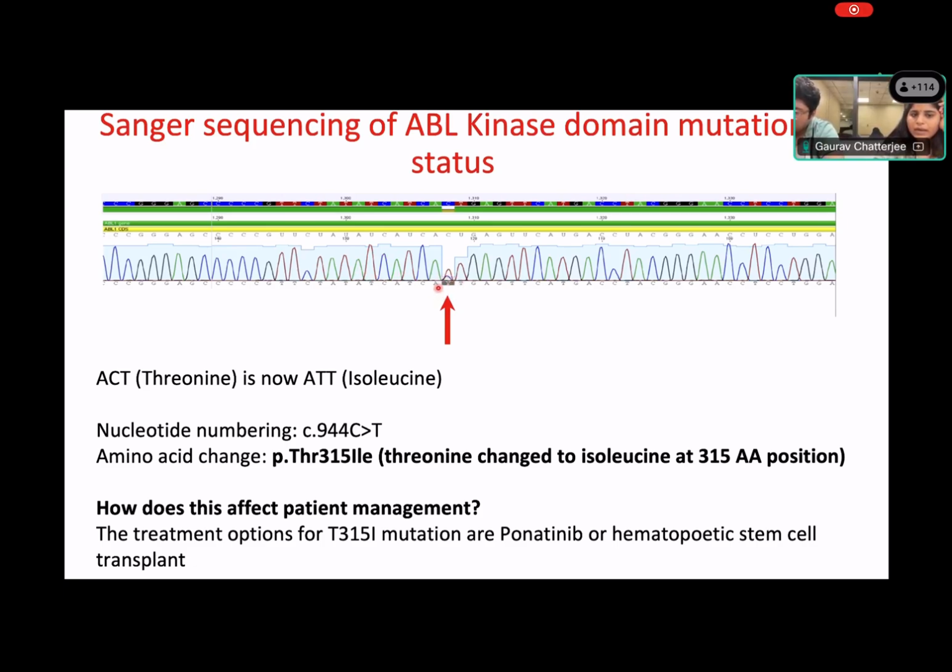So what was supposed to be ACT: A is green color, C is blue color, and T is red color. Now this has changed to ATT. ACT coded for threonine. However, ATT codes for isoleucine. So at the 315 amino acid position, what was coding for threonine has now become isoleucine. So we can say that this patient has the mutation T315I using the Sanger sequencing chromatogram, where we found the sequence.